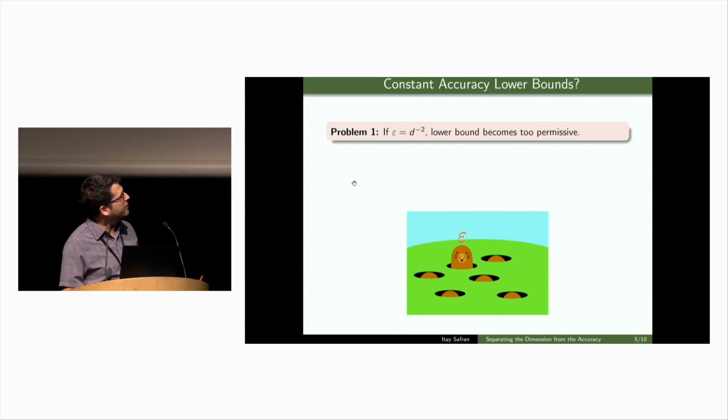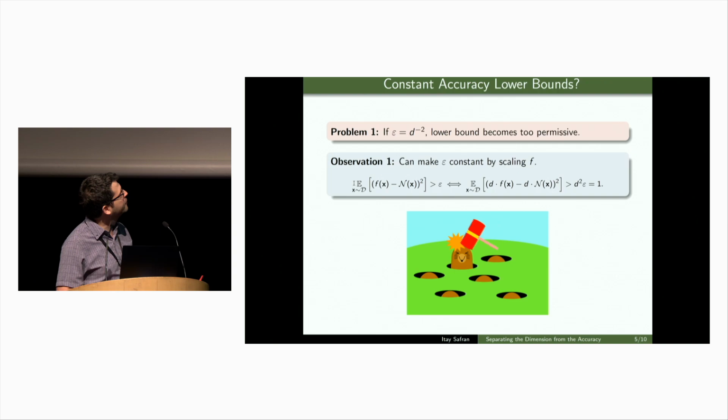If we look at the accuracy parameter epsilon over here, we can whack it by scaling the target function f. So if we have a lower bound for a function which we cannot approximate to accuracy epsilon, which may scale with d to the minus 2, then if we multiply f by d and get a new function, d times f, we cannot approximate this function to accuracy better than d squared times epsilon, which is now a constant. This is because the family of neural networks that we consider here is closed under such linear scalings, because we can simply scale the weights of the output neuron.